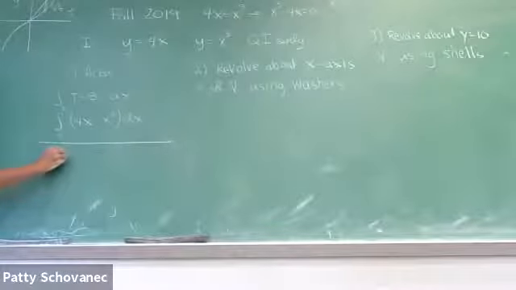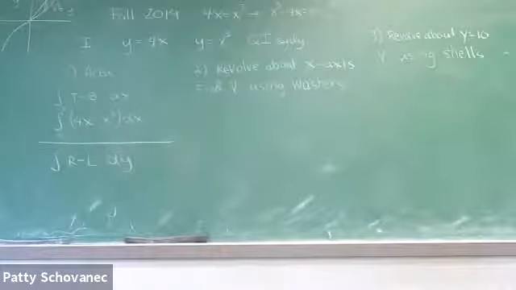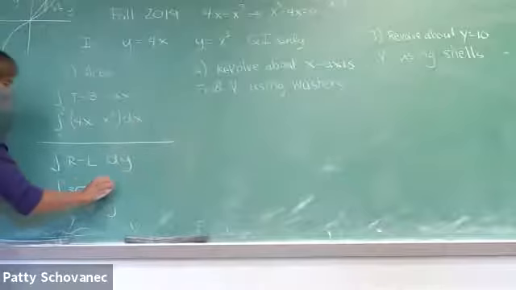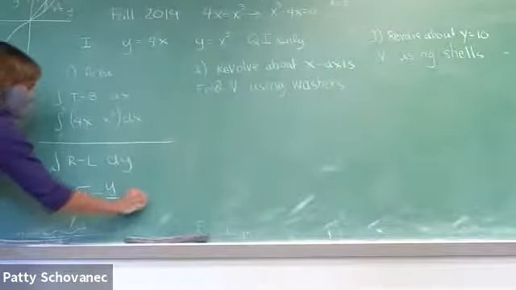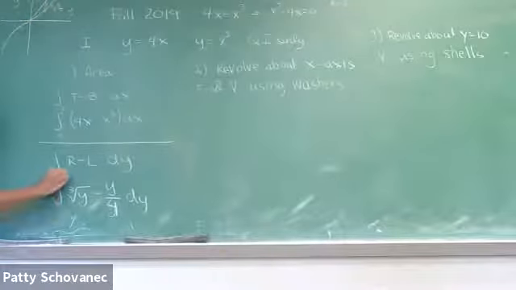But now, for fun, let's do right minus left dy. 1/4 y is going to be left. So what's the right graph going to be? Cube root of y. So we've got cube root of y minus y over 4 dy, from 0 to 8. Okay?